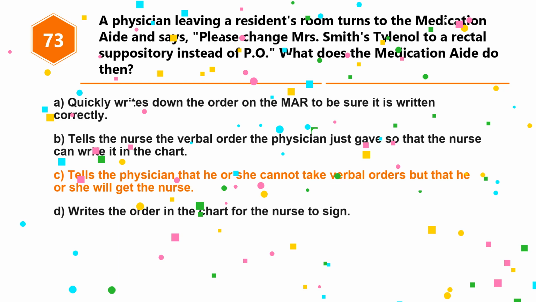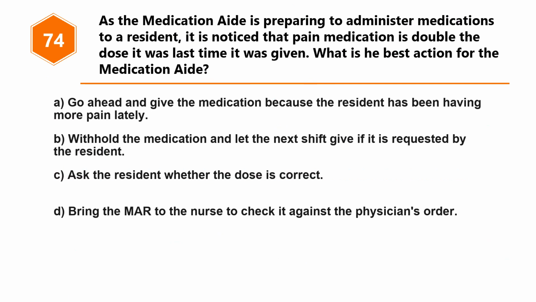The correct answer is option C, tells the physician that he or she cannot take verbal orders but that he or she will get the nurse. Question 74. As the medication aide is preparing to administer medications to a resident, it is noticed that the pain medication is double the dose it was last time it was given. What is the best action for the medication aide?